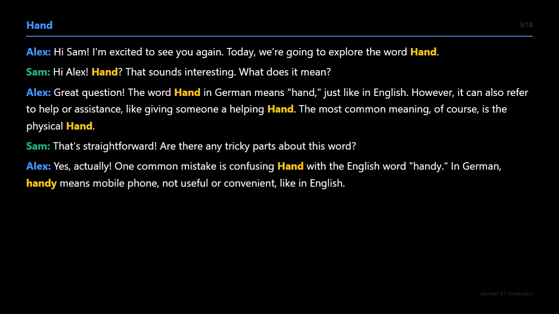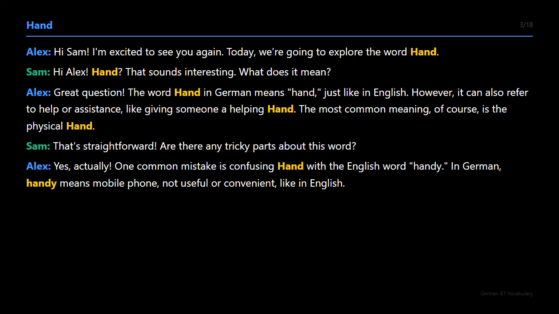That sounds interesting. What does it mean? Great question. The word Hand in German means hand, just like in English. However, it can also refer to help or assistance, like giving someone a helping hand. The most common meaning, of course, is the physical hand.